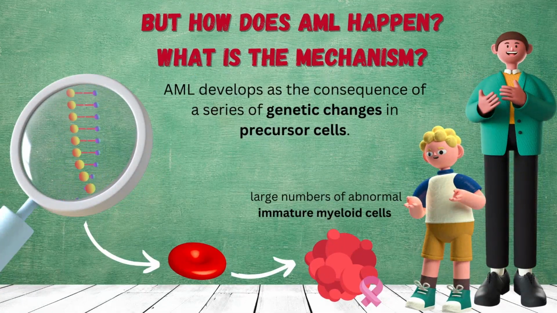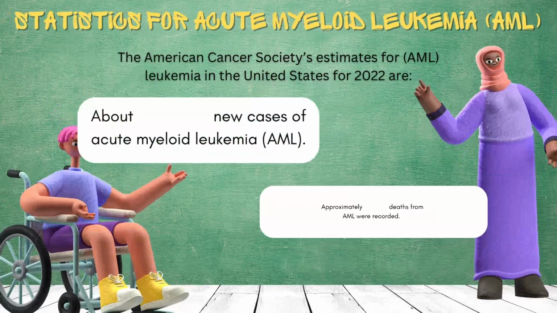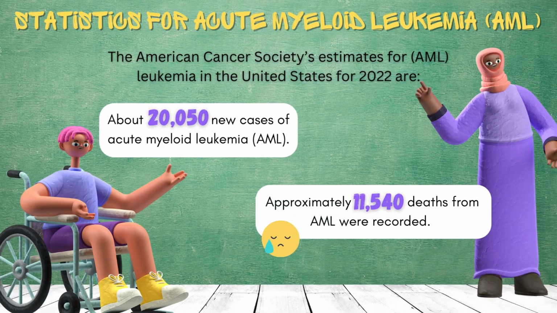But how does AML happen? What's the mechanism? AML develops as the consequence of a series of genetic changes in precursor cells, resulting in an accumulation of large number of abnormal immature myeloid cells in the bone marrow and peripheral blood. Now it's time for some numbers. The American Cancer Society's estimates for AML in the United States for the year of 2022 are around 20,050 new cases of AML with approximately 11,540 deaths.